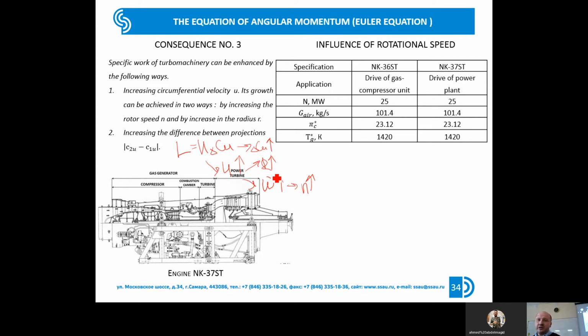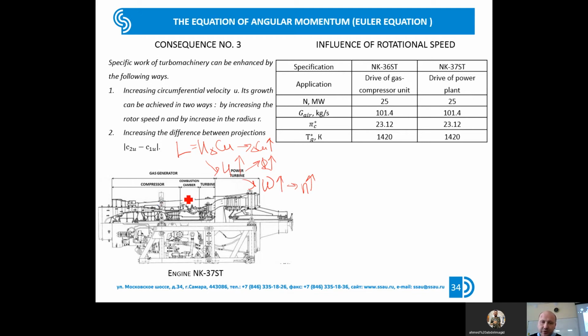If we look to the parameters of these two engines, we are fine. From the point of view of thermodynamics, these two engines are the same, because they produce the same power, they have the same mass flow rate, the same pressure ratio, and the same temperature before the turbine.